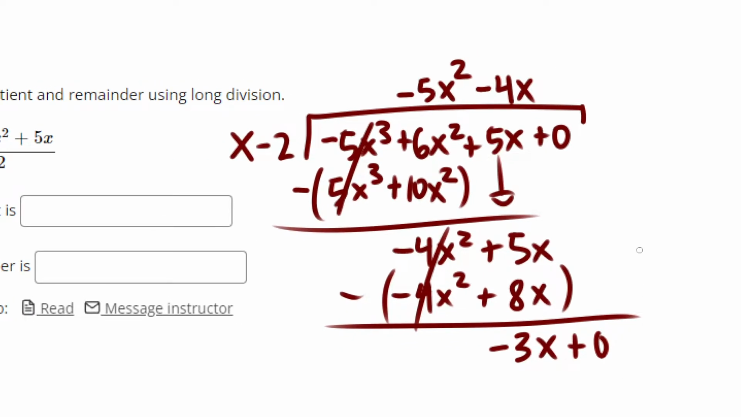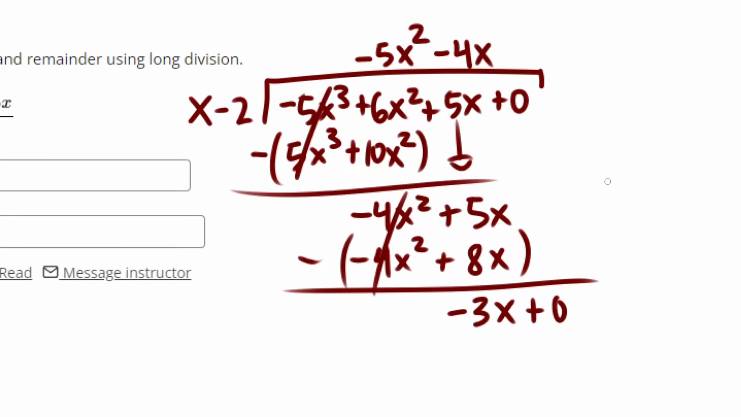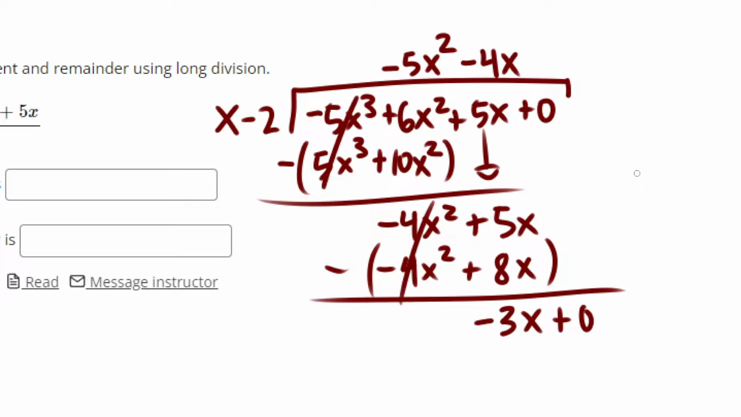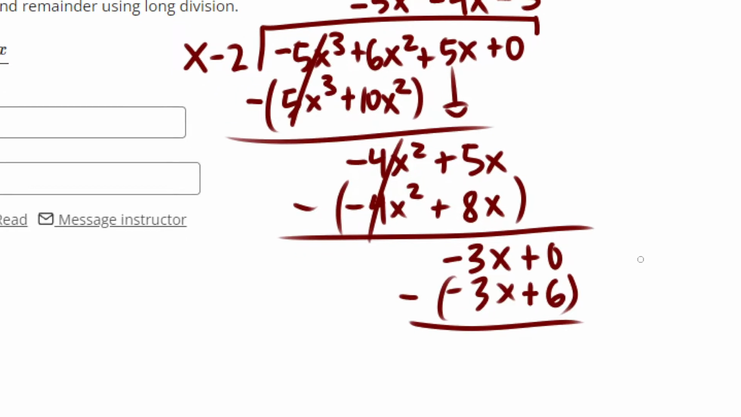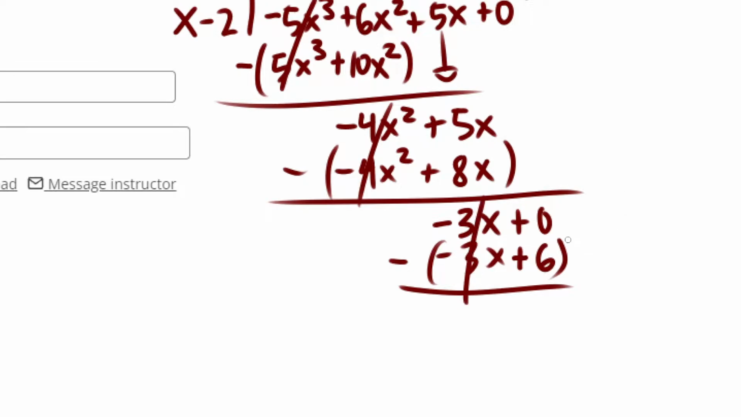And then what we can do is we can say, what can I multiply x with to get negative 3x? And that'll just be negative 3. So you'll get negative 3x and then plus 6. And this is still multiplied by a negative. And so now we can cross this out, and this will give you negative 6 as your remainder.